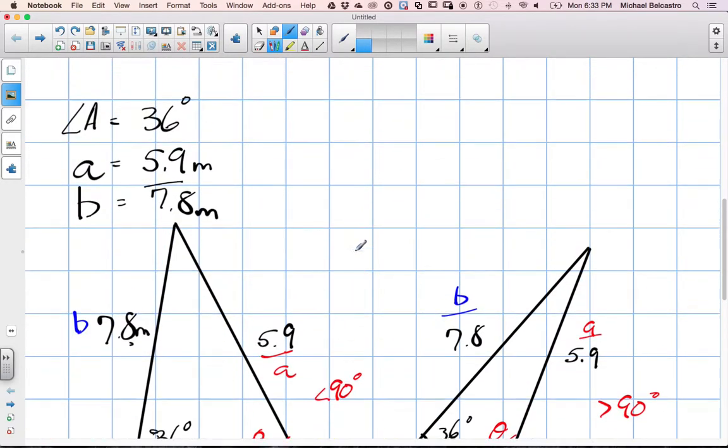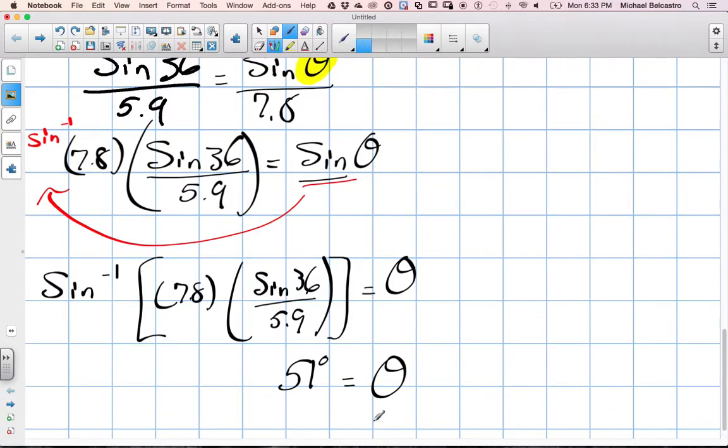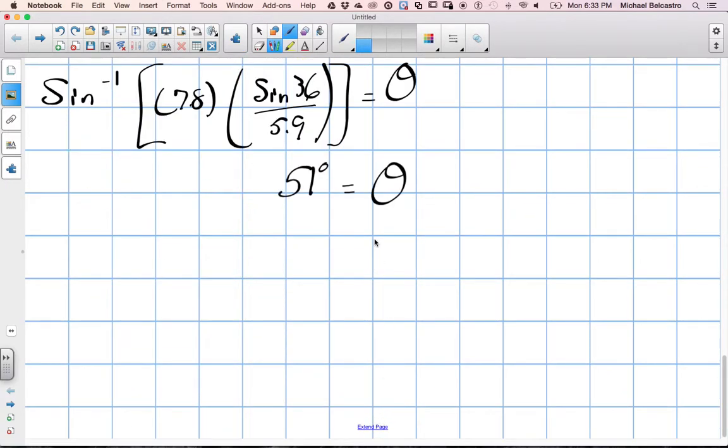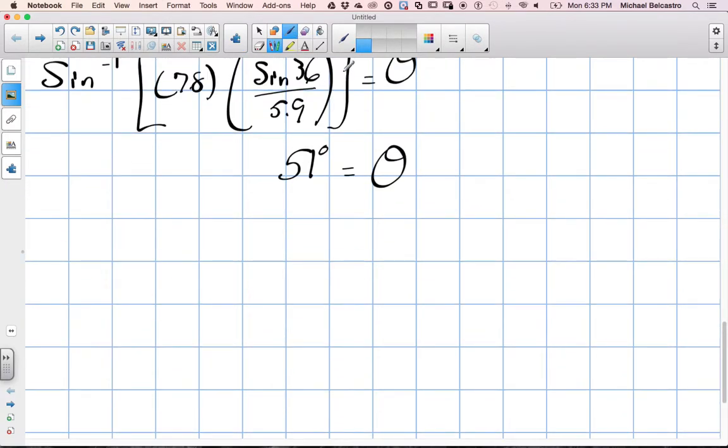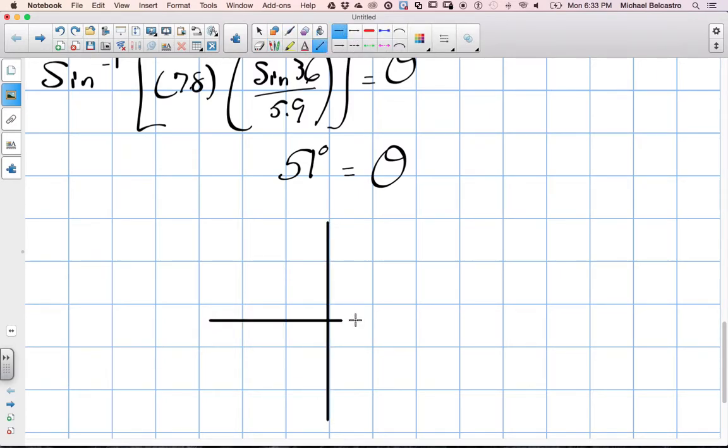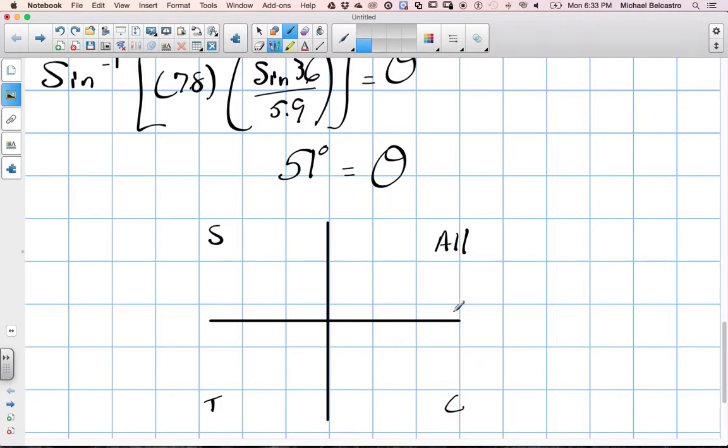Now, I know we haven't talked about this too much yet, but in some classes we may have, but there's something called a CAST System, okay? I'll briefly touch on it to why it works with Sine Law. So the CAST System talks about which quadrant the ratios are positive in. So A stands for all. Everything's positive in this quadrant, and that goes from 0 to 90 degrees. That makes a lot of sense. S means sine. So sine is positive in the quadrant from 90 to 180. And that's all we really need to know for this.